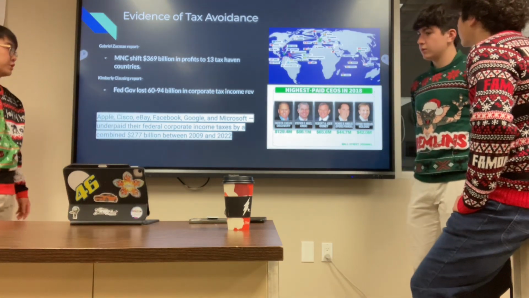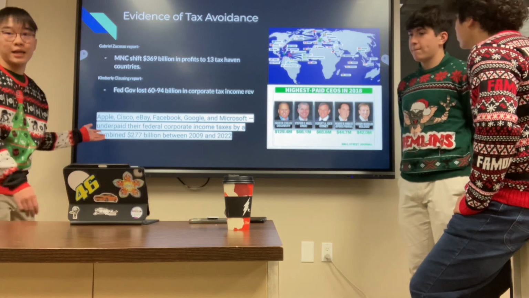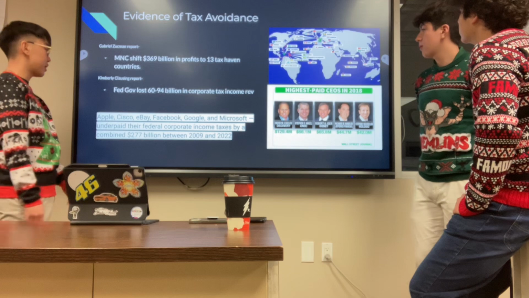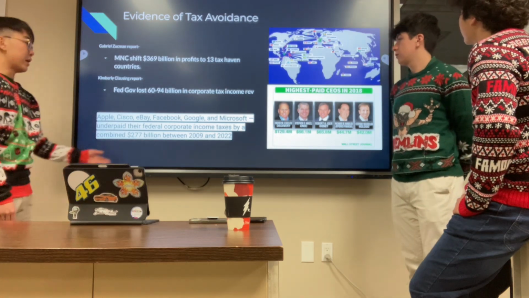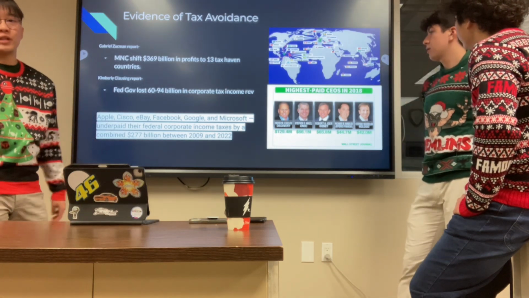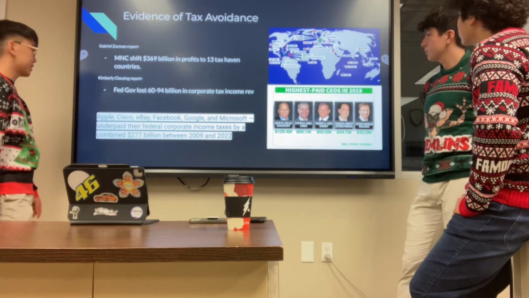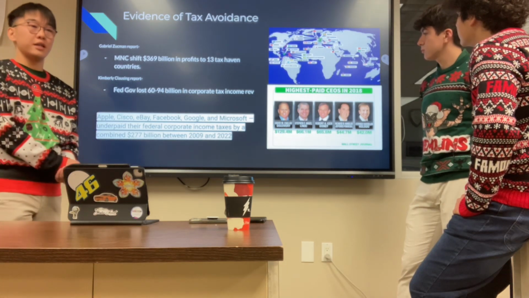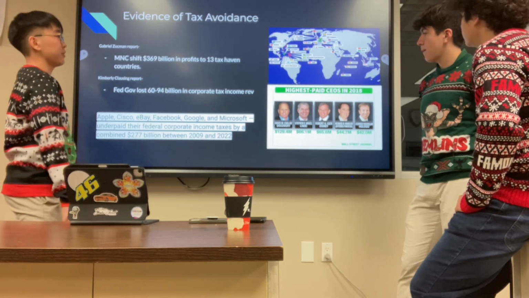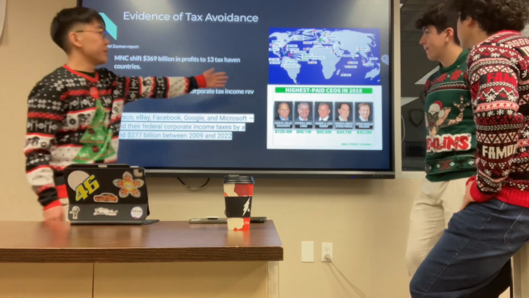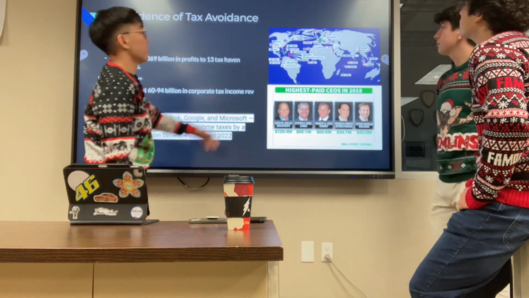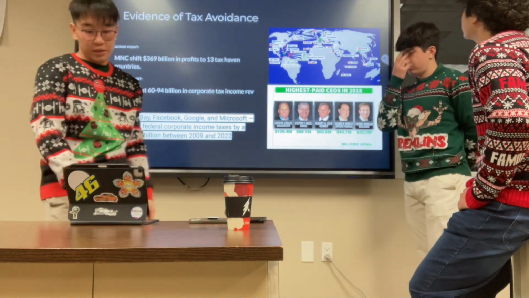Examples of companies that have used this tactic are Apple, Cisco, eBay, Facebook, Google, and Microsoft, and it's proven that they've underpaid their income taxes by a combined $277 billion by shifting their profits over to tax haven countries like the ones listed up here. It could be Costa Rica, it could be the Bahamas, it could be Ireland.